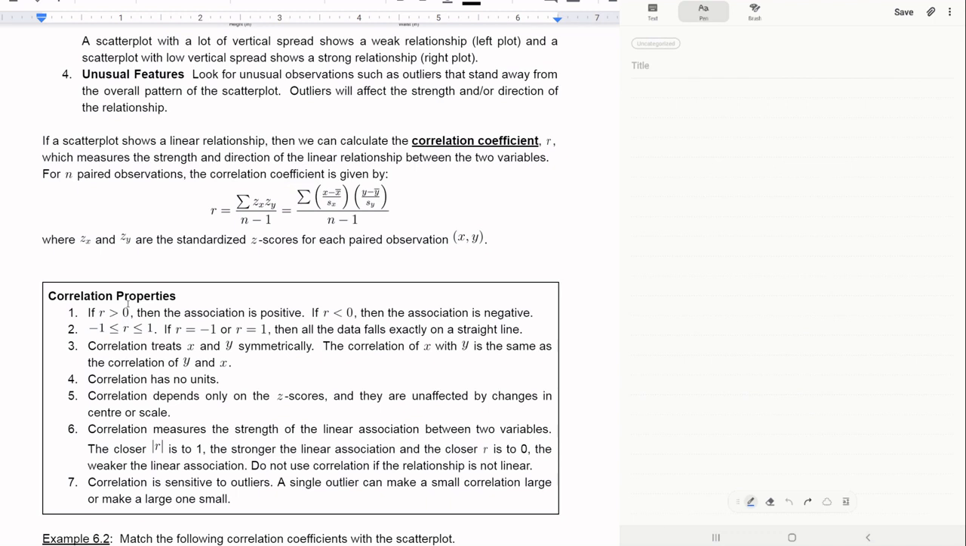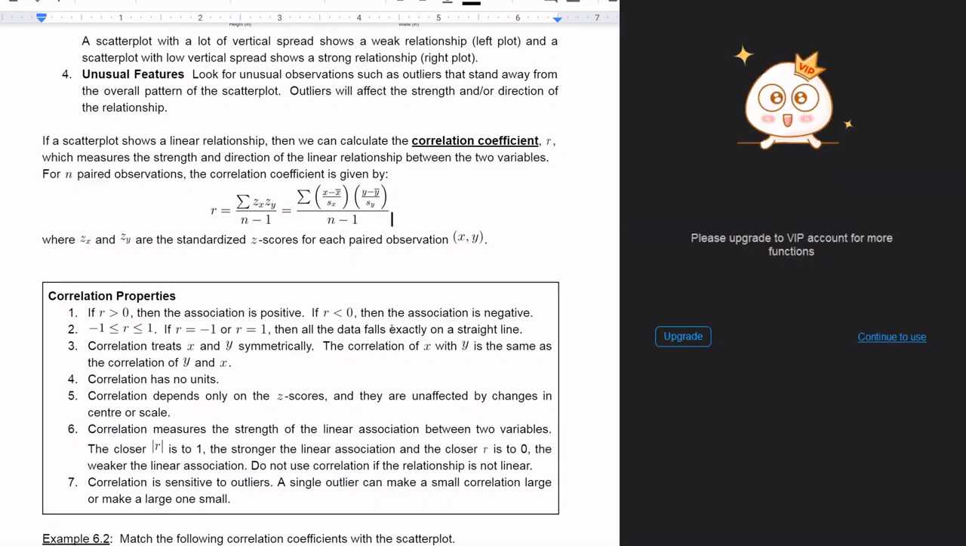So if the correlation coefficient is positive, so it's bigger than 0, then the association between the two variables is going to be positive. If the correlation coefficient is a negative number, then we know that the association is going to be negative. Now, the correlation coefficient can only be a number between -1 and +1. If r is exactly -1 or +1, then all of the data points will fall exactly on a straight line.